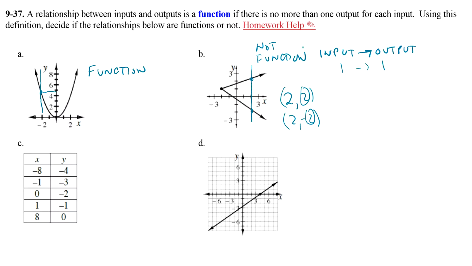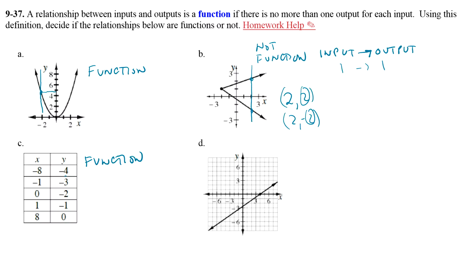And then likewise on C, what we're looking for is the same thing we did in B. We notice when it's not a function, our x value repeats. So you look at your x values, your domain: -8, -1, 0, 1, 8. None of these x values repeat. So therefore each of these are one-to-one relationships. So we would say C is a function.